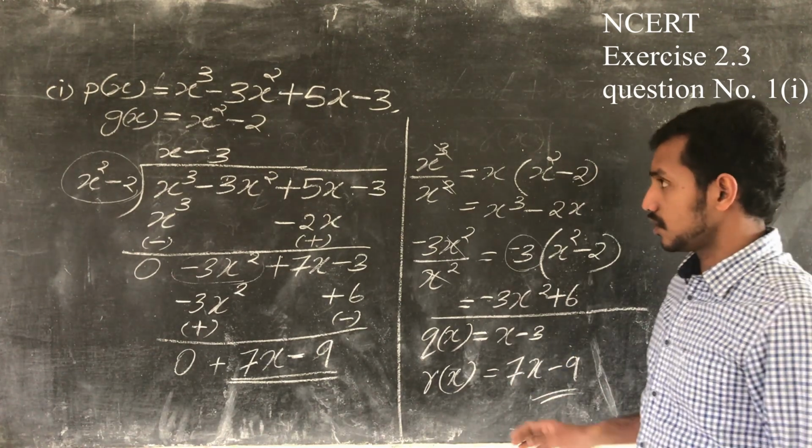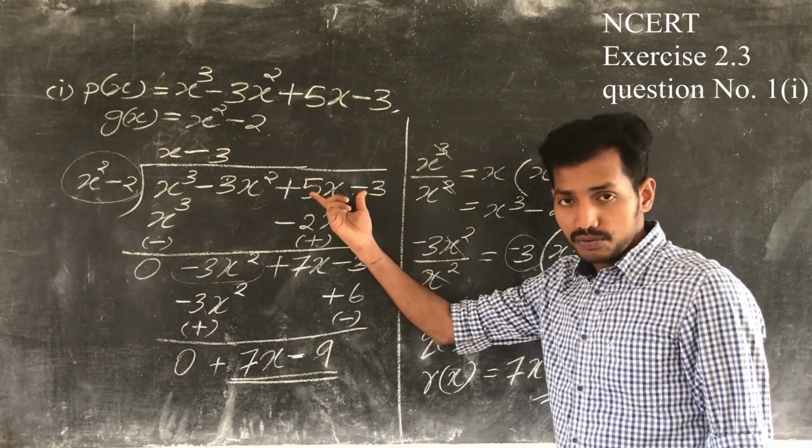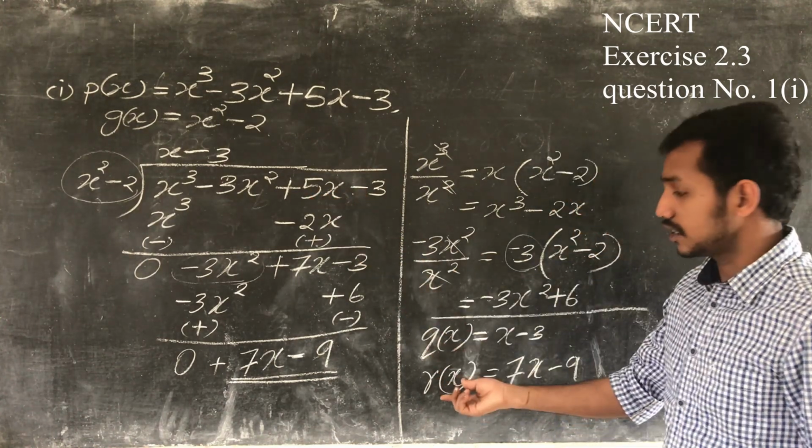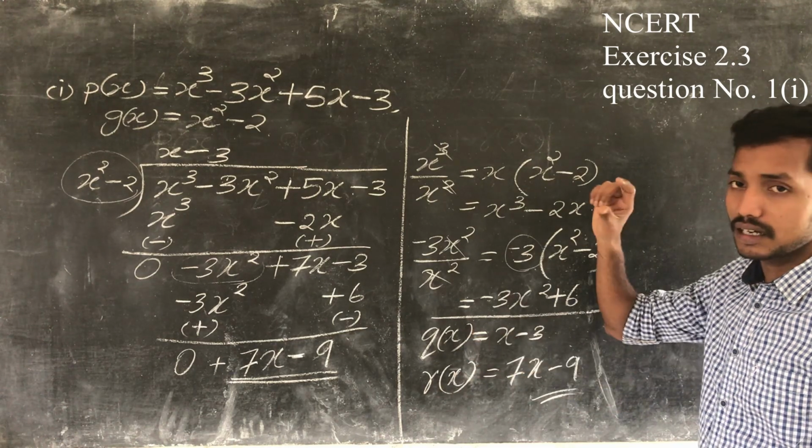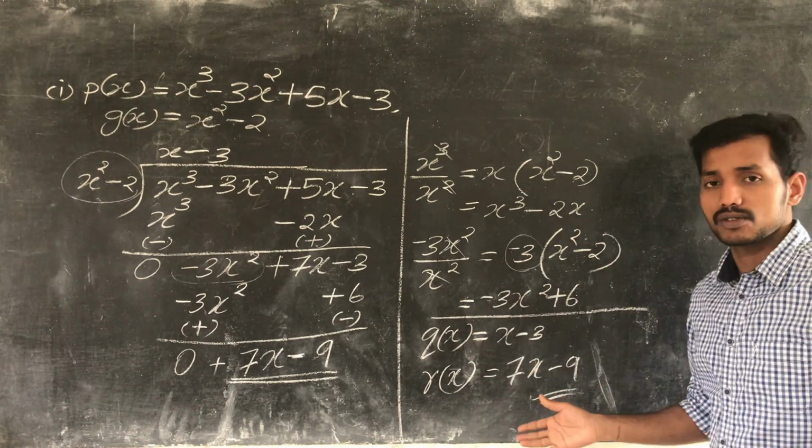Okay. So what we have to find actually in this question is q of x and r of x. So we need to remember the division algorithm to solve these types of questions.